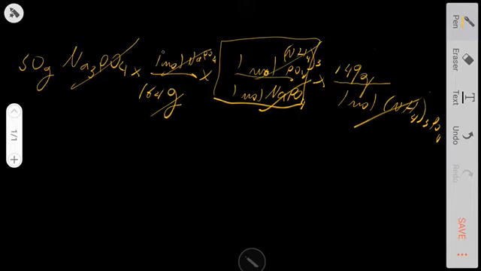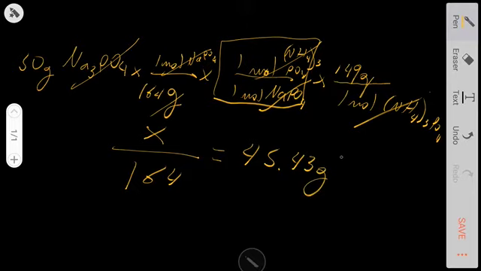You're going to do 50 times 1 times 1 times 149. You'll get a beautiful number, and then you'll divide that by 164 times 1 times 1. I don't have a calculator with me now, but you're going to divide the top number by 164, and that should give you 45.43 grams of ammonium phosphate.